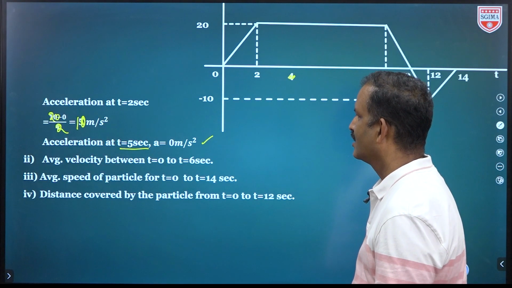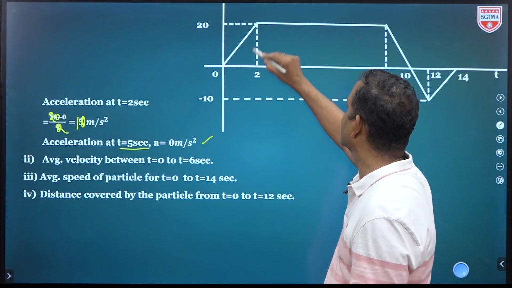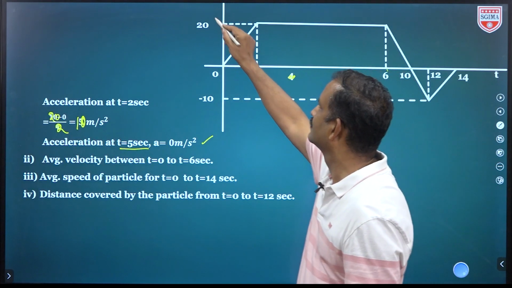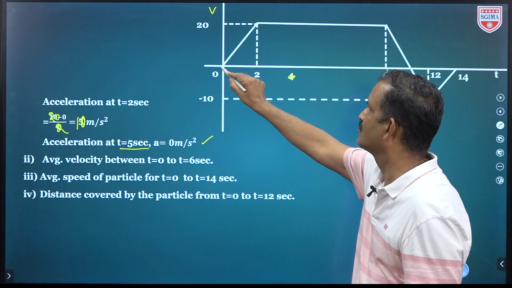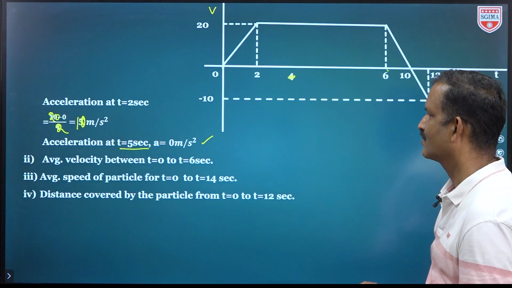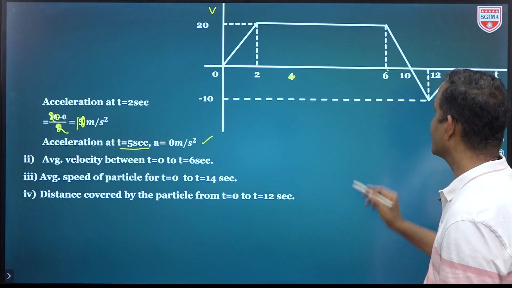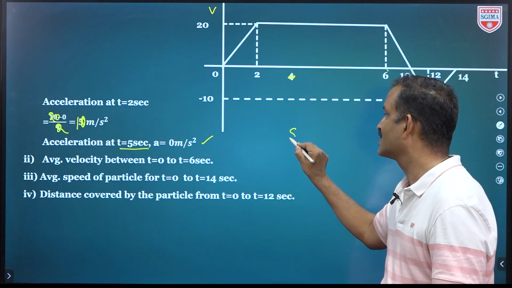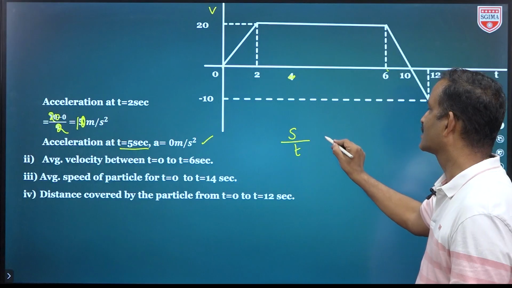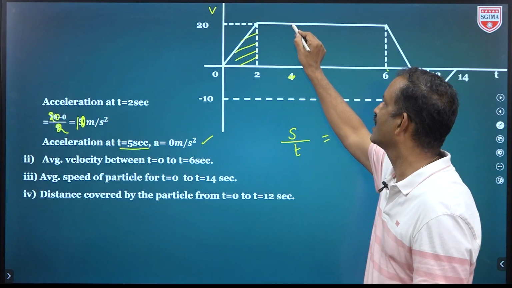Average velocity between t equal to 0 to t equal to 6 seconds, you have to find out. To find out this average velocity in a velocity time graph, average velocity is total displacement by total time. Displacement is the area under the velocity time graph up to t equal to 6 seconds, which you have to find out.